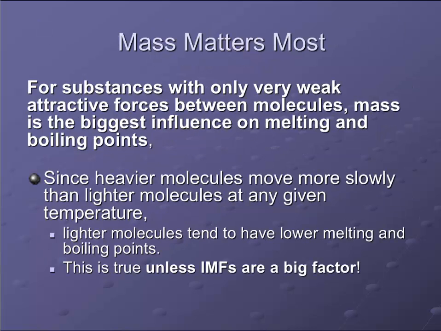Mass matters the most. So for substances with only very weak attractive forces between the molecules, mass is the biggest influence on melting and boiling points. Heavier molecules are going to move more slowly than lighter molecules at any given temperature. Remember, temperature is a measure of the average kinetic energy of the particles of the substance. Lighter molecules tend to have lower melting and boiling points. This is going to be generally true unless IMFs are a big factor.